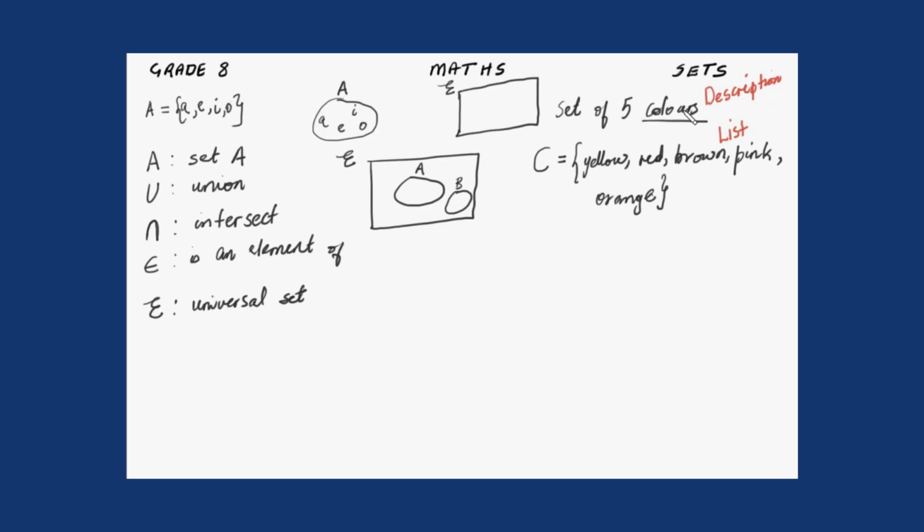All right, that's it, guys. This is a preview. This is what you need to know, or what you need to remember. Now, we'll say set C is the set of, by listing, yellow, red, brown, pink, orange, and we must use these braces to show that we are listing elements of set C. You can't just leave these things.